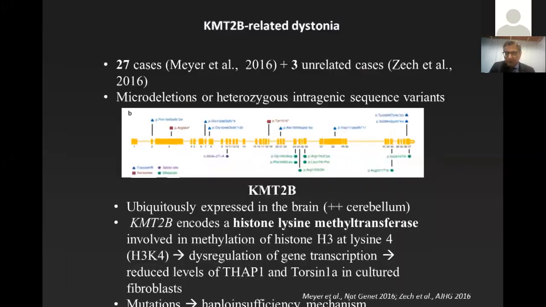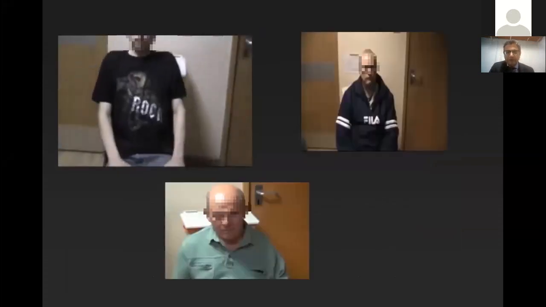of speech involvement. So what does KMT2B do? It's ubiquitously expressed in the brain. It encodes a histone lysine methyltransferase, and the mutations are probably leading to a haploinsufficiency mechanism. The dysregulation of the protein interestingly leads to a reduced level of TAP1 and torsin1 in cultured fibroblasts. So there's a sort of a link between this and DYT6 and DYT1.